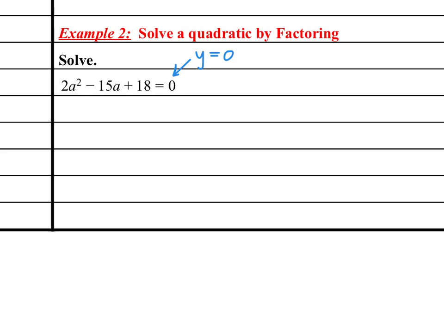So we're going to factor. First thing we check for, is there a GCF between those three terms? Between 2a squared, negative 15a, and 18. Is there anything they can all divide by? No. Okay, the next thing we check for is a, the one in front of a squared. Is a equal to 1? No, a equals 2. All right, so since a is not 1, we have to multiply a times c. Remember this? A times c.